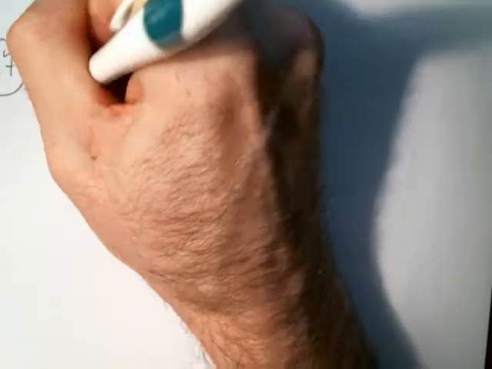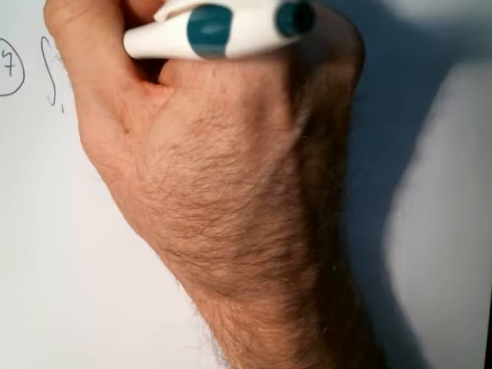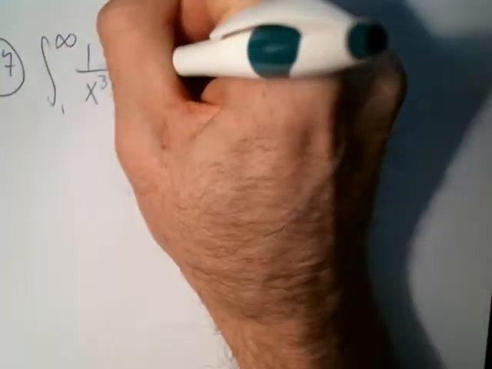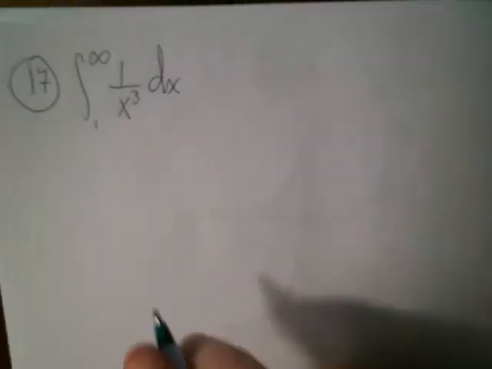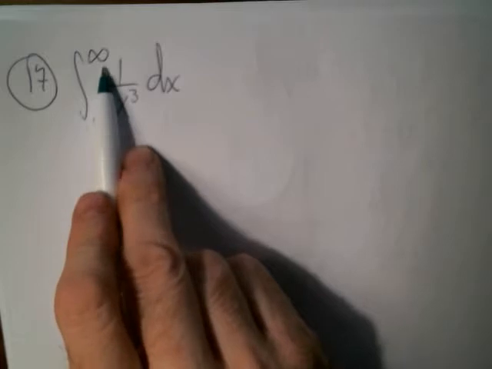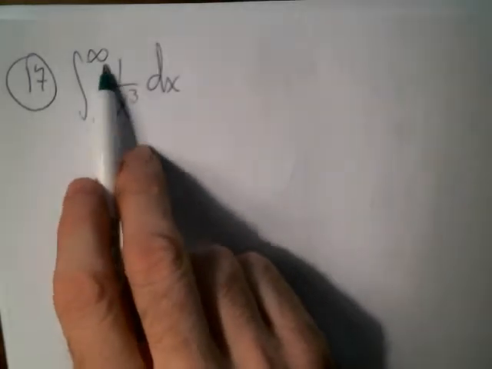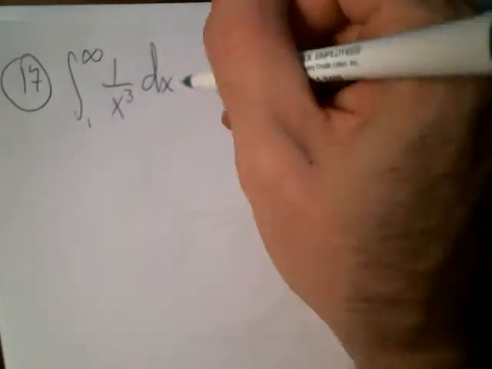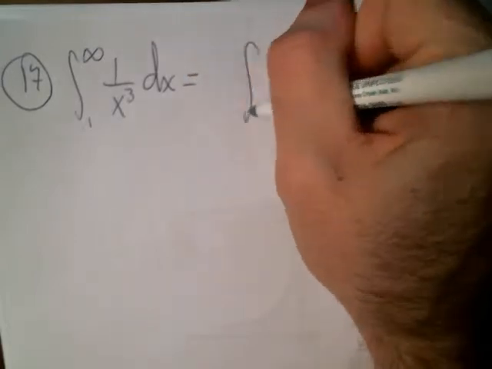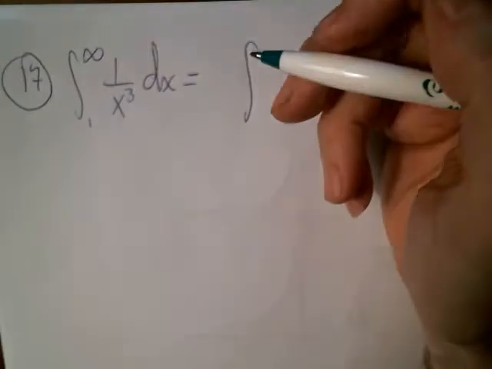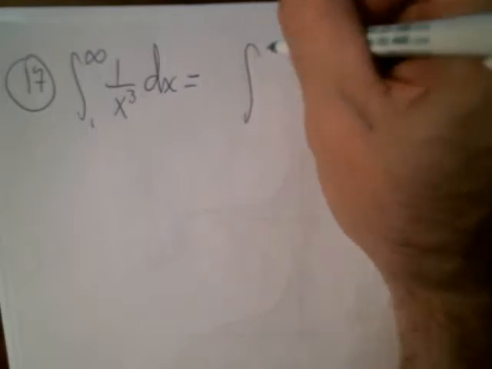This is number 17. Hopefully this won't be very painful. The big red flag here is this infinity. That's bad news, so we need to do something. What we're going to do is drop it and replace it with a variable. You can use any variable you want. I'll use b.